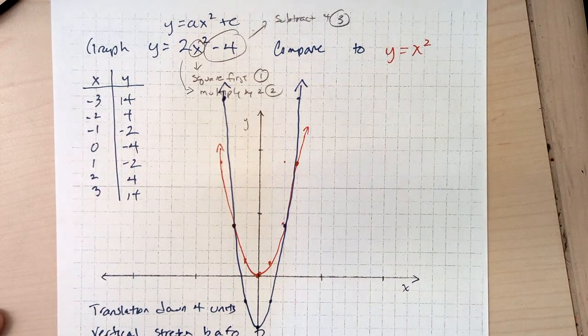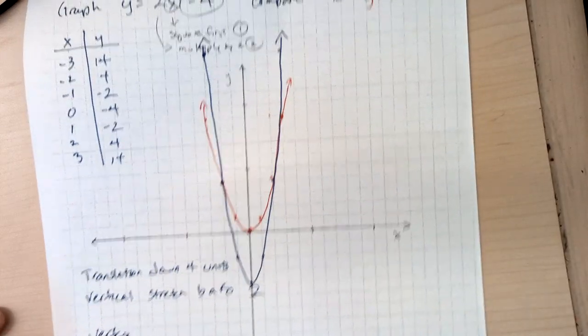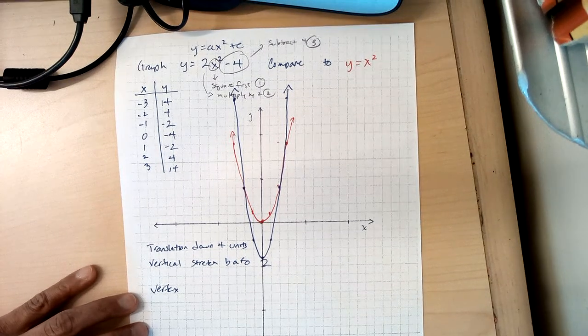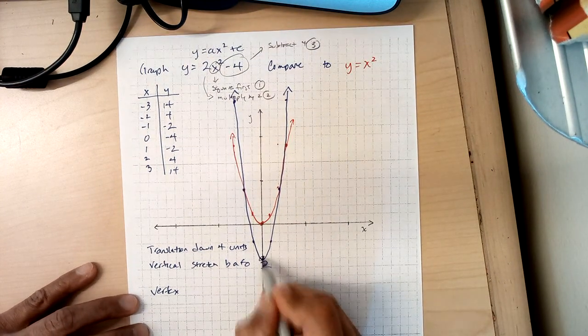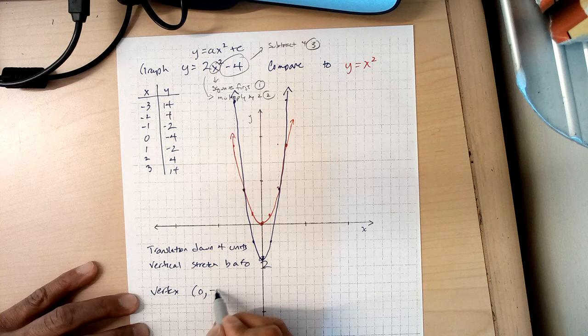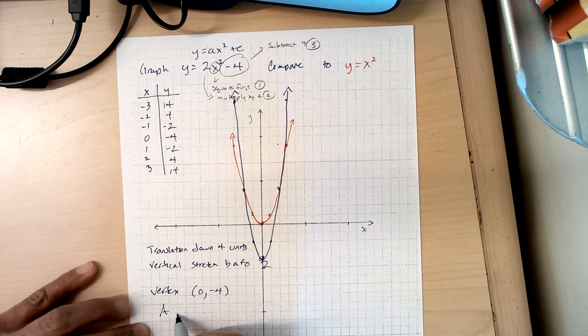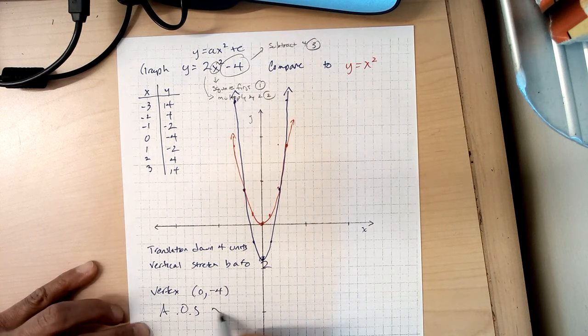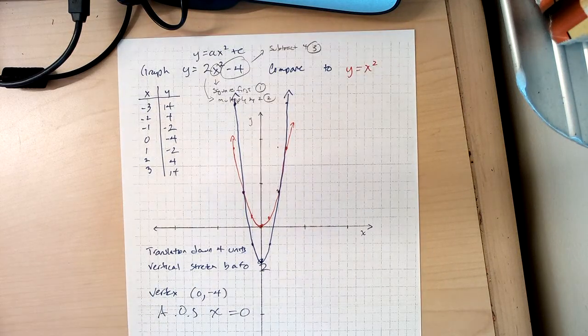The vertex, again, we're taking a look at the blue graph. Sorry, I'm going to zoom out so we can see everything here. The vertex should be right here at 0, negative 4. And then the axis of symmetry is still x is equal to 0 or the y-axis. Those are all the different parts of that graph.